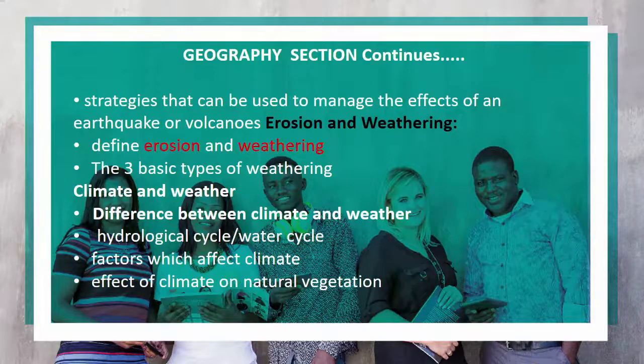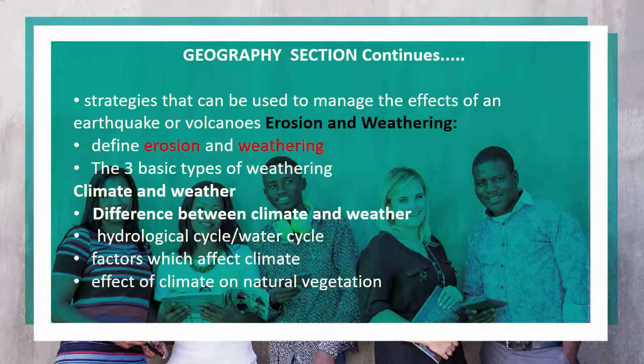It focuses also on basic types of weathering. Do you know what those basic types of weathering are? They can be chemical weathering, biological weathering, and the difference between climate and weather. What is your understanding of the definition of climate? What is your understanding of the definition of weather as well?